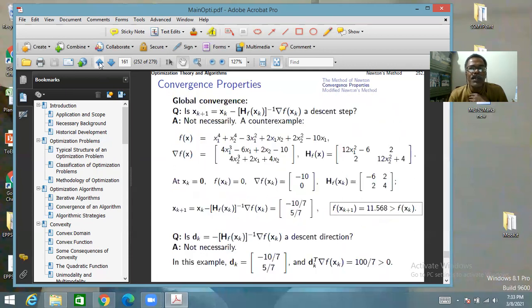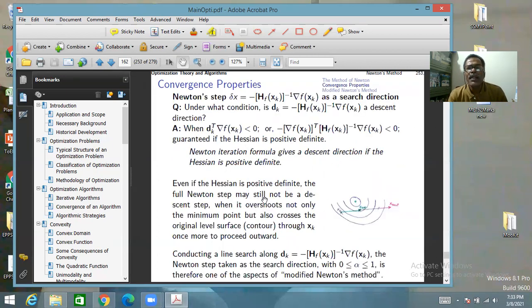And you see in the previous example, at the origin, this was 0, this was 0. So minus 6, 2, 2, 4. It was certainly not a positive definite matrix. And that is why we could not expect the Newton step to be a descent step or a descent direction. Now, as I told you, it is possible sometimes that the Hessian is positive definite, and so Newton iteration gives a descent direction, even if the full Newton step is not a descent step.